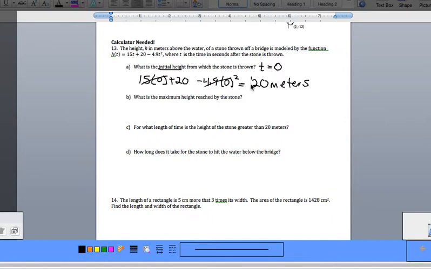What is the maximum height? Well, we know maximum refers to the vertex. Well, how do we find our vertex? Well, it's the opposite of b over 2a. So if we look at our problem, you just have to be careful because it's not in the usual order. So this is a, b, and c. So we have negative 15 over 2 times negative 4.9.